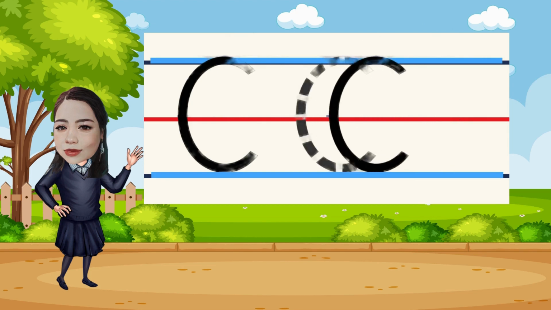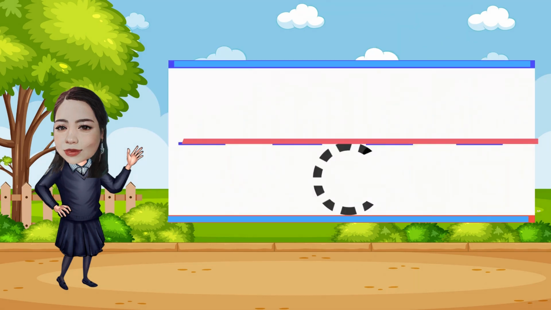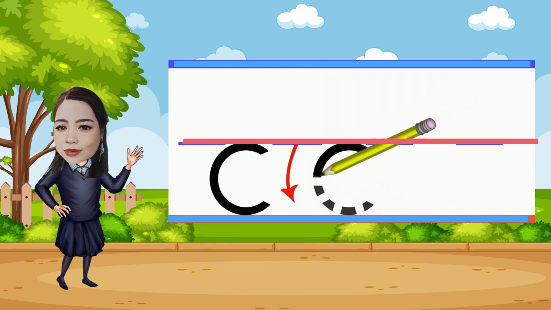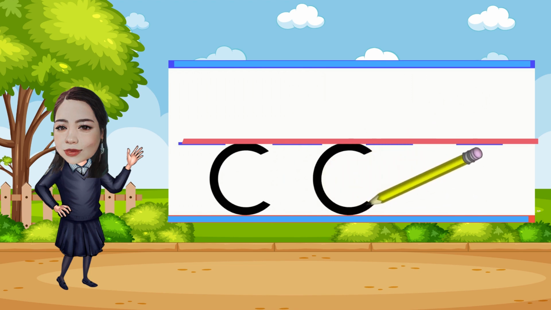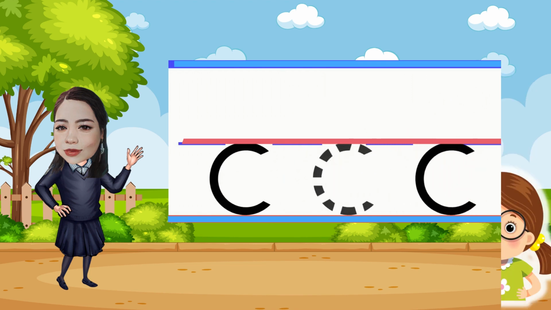Great job! To write the lowercase c, start at the middle and draw a curved line all the way to the blue line at the bottom. Now do it! Great job!